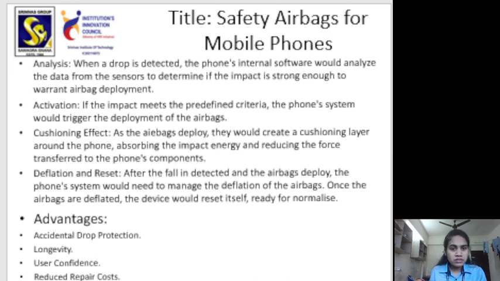And advantages of the safety airbags: accidental drop protection, longevity, user confidence, and reduced repair costs.